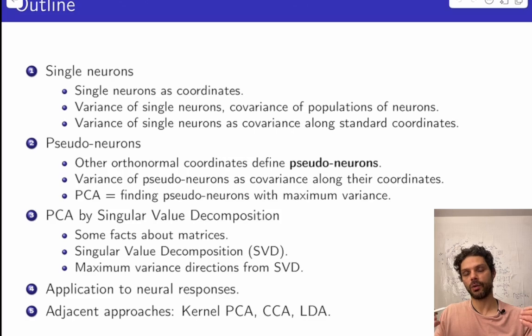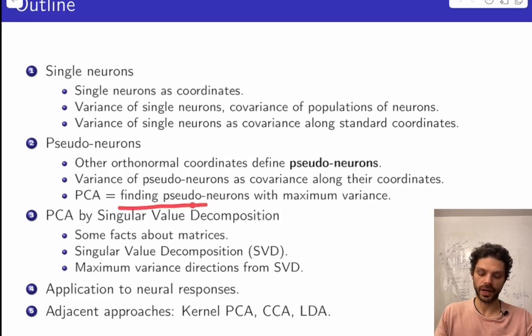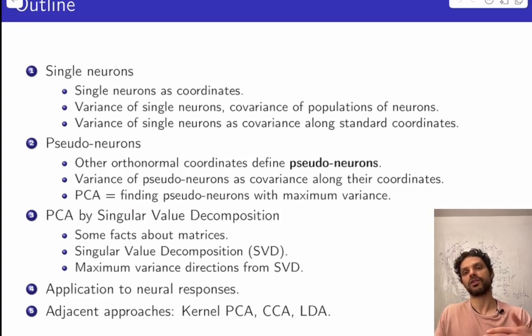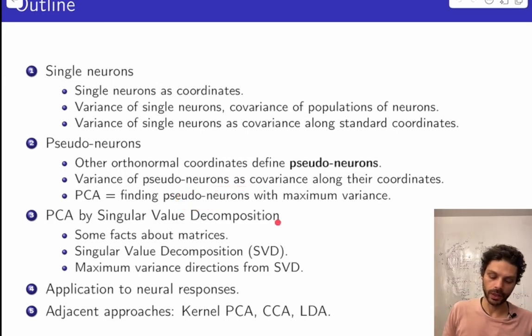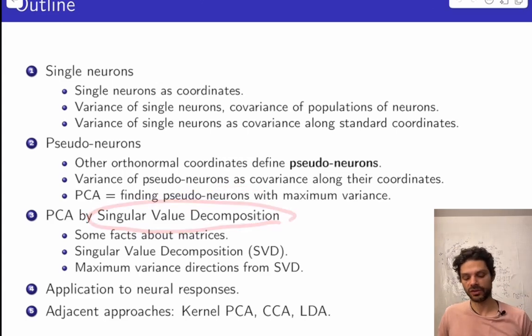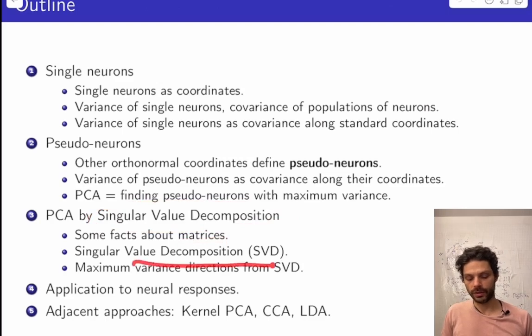Once we've done that, the idea of PCA is to find the pseudo-neurons that have the maximum variance, right? We can compute the variance of any given pseudo-neuron, so how do we find the one that maximizes the variance? That's where we talk about singular value decomposition. First we'll touch on some basic facts about matrices, and then we'll describe what the SVD is, and then we'll use it to find the maximum variance direction, essentially to read off the maximum variance directions.